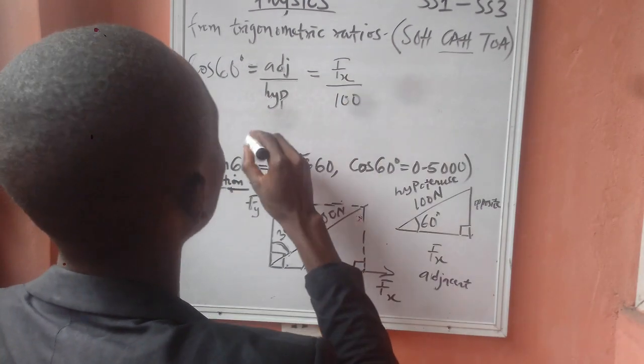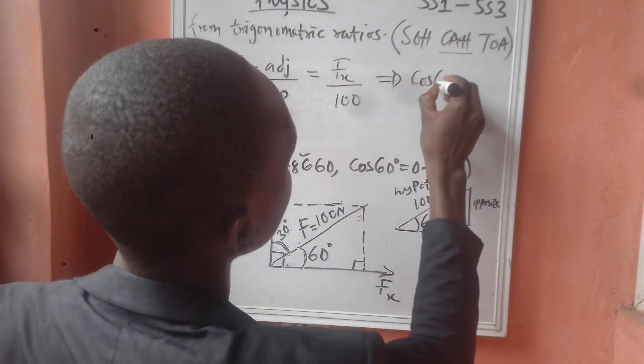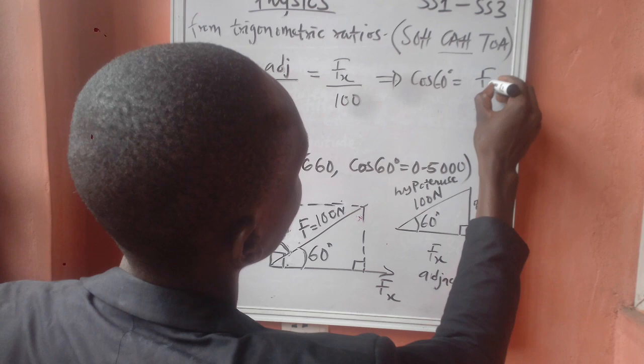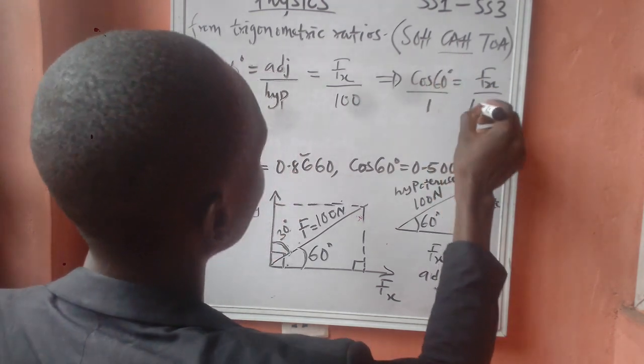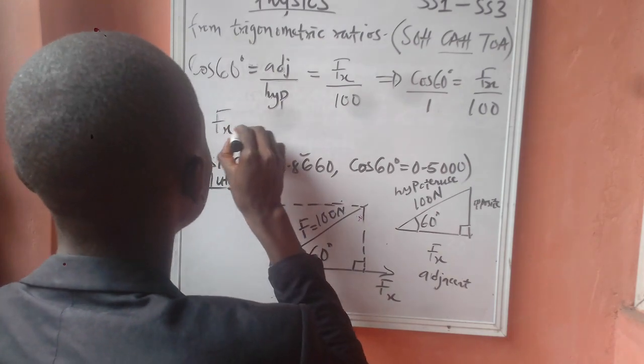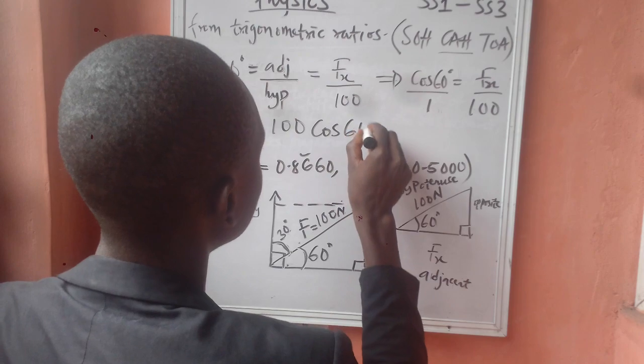If you cross multiply now, you have cos 60 degrees equals Fx over 100, this is over 1. You cross multiply, and you have Fx equals 100 cos 60 degrees.